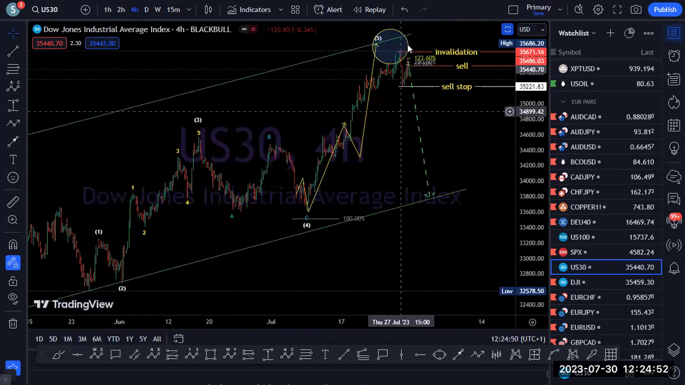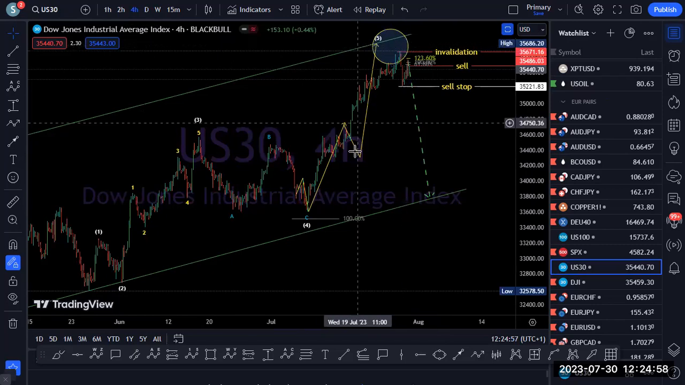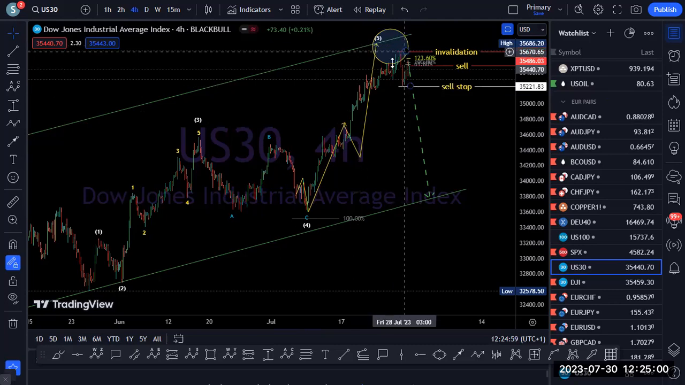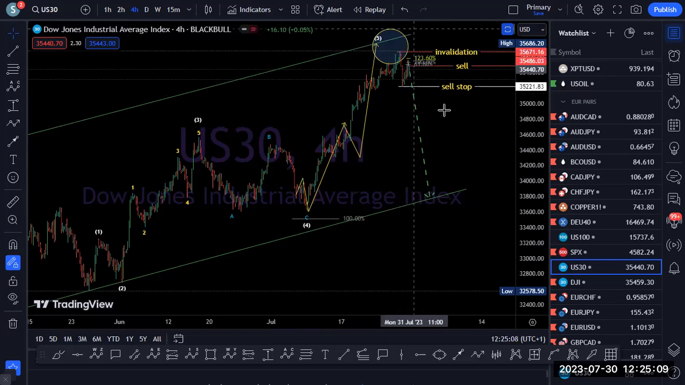I think I showed you this last week, or is it last 2 weeks, that watch out for the price to move up to this zone. Either it will end inside this circle or it will hit this line. So right now, I don't think it will hit this line again.